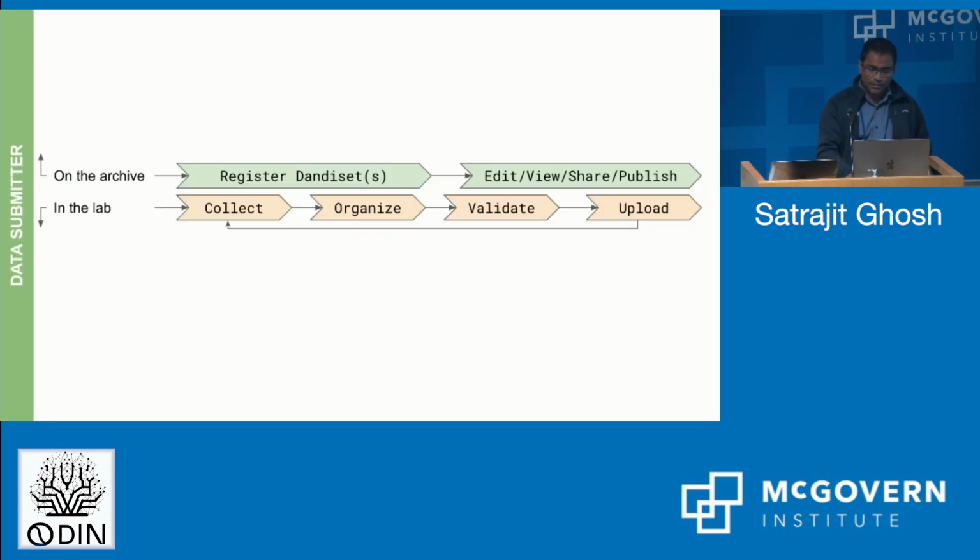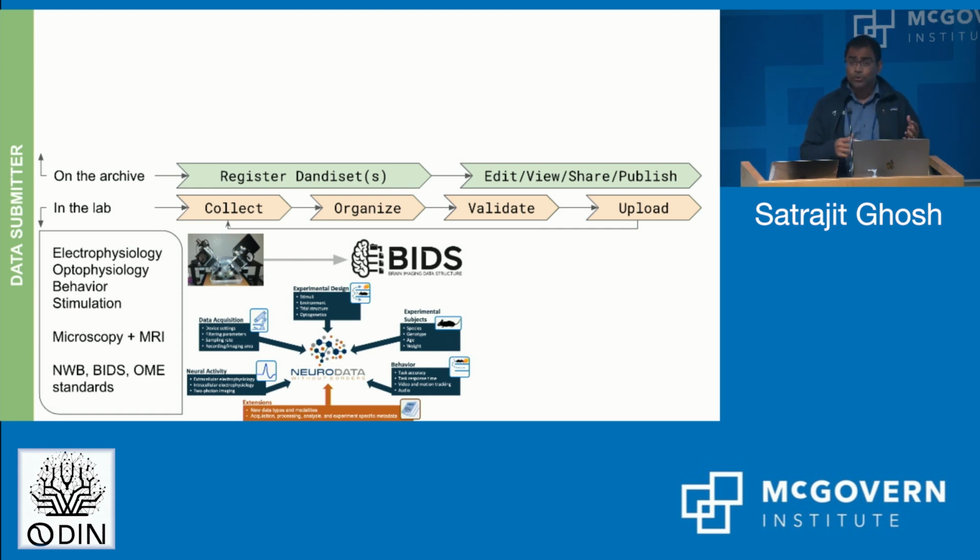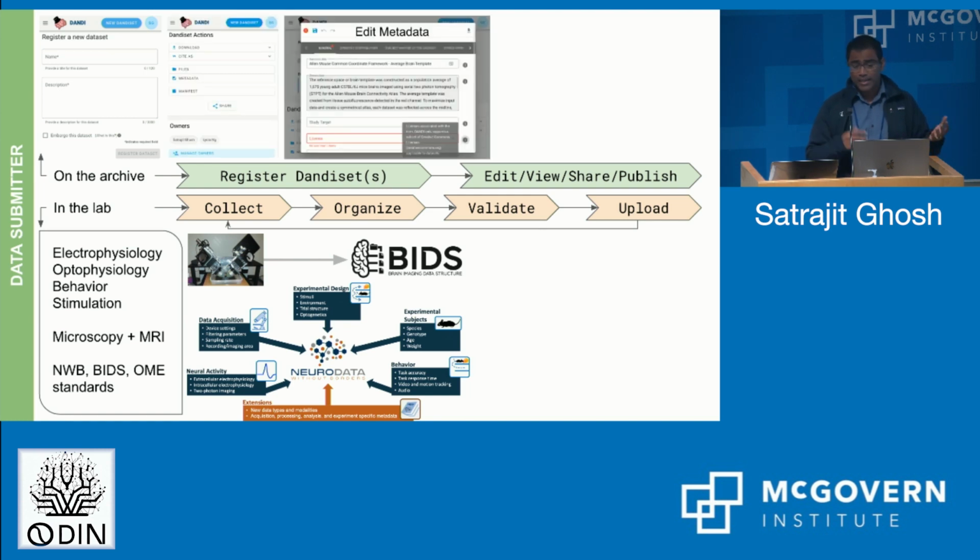So what can you do as a data submitter? Well, you convert your data to BIDS or NWB, two of the standards we support on DANDI. You've just heard about NWB. And then you might register a new DANDI set, or a data set, on DANDI. You can edit metadata. This allows you to increase richness at the data set level.